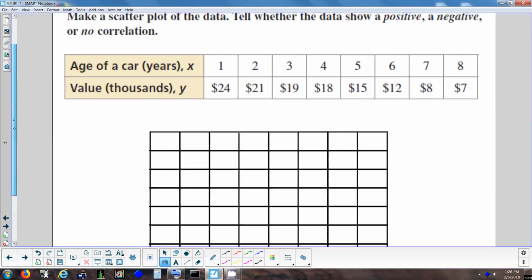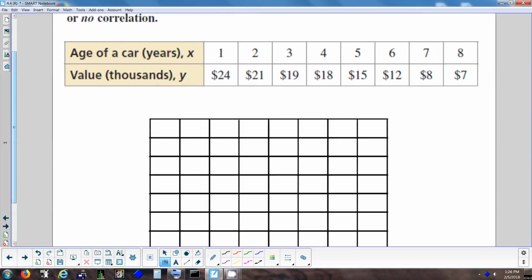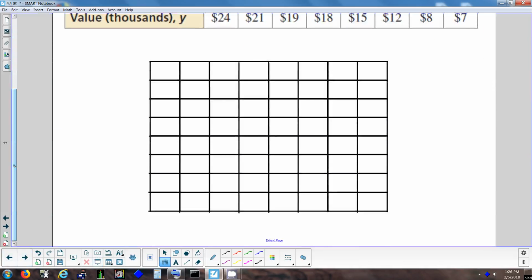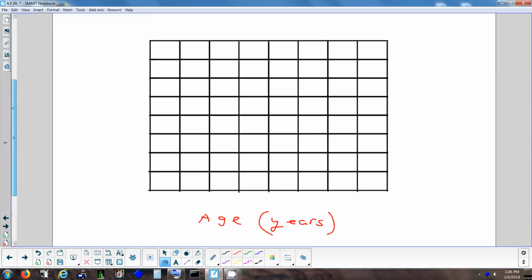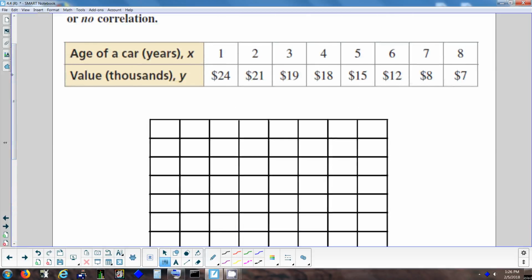What's the x-axis in this problem? Age of a car in years. So let's label it age. You could just put years, just like that. Good enough. Age in years. What about the y-axis?